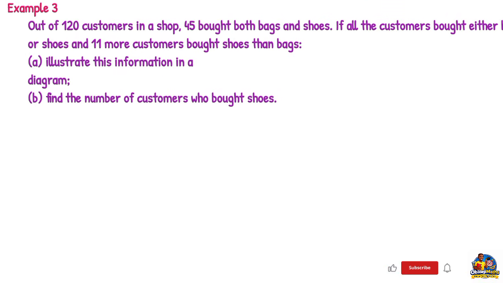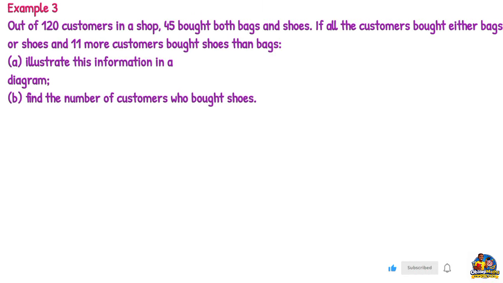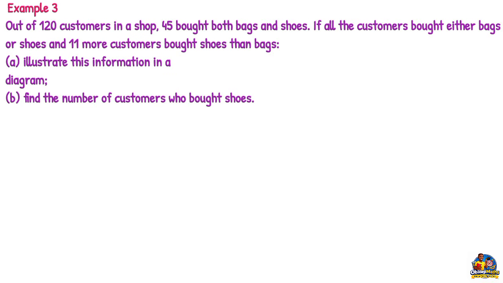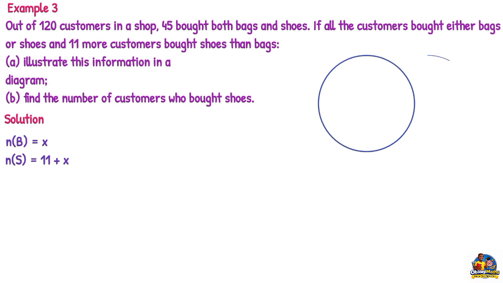Out of 120 customers in a shop, so there are 120 customers in that shop, 45 bought both bags and shoes. Okay. So let us look at the solution. Number of those that bought bags, we don't know them. So let it be x. So number of those that bought shoes, they said 11 more customers bought shoes than bags. So that will be 11 plus x, because those that bought shoes, they are more than those that bought bags.